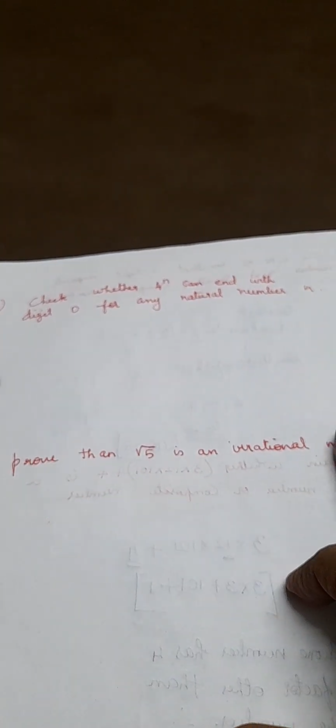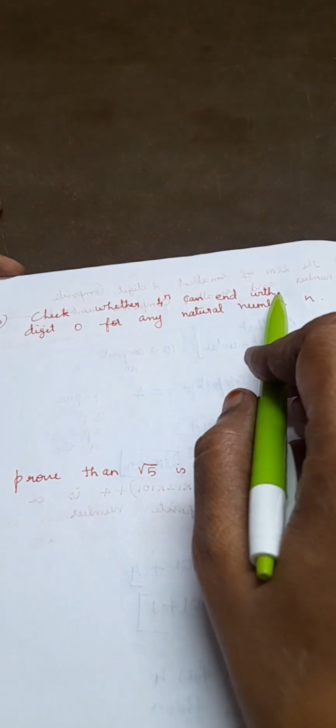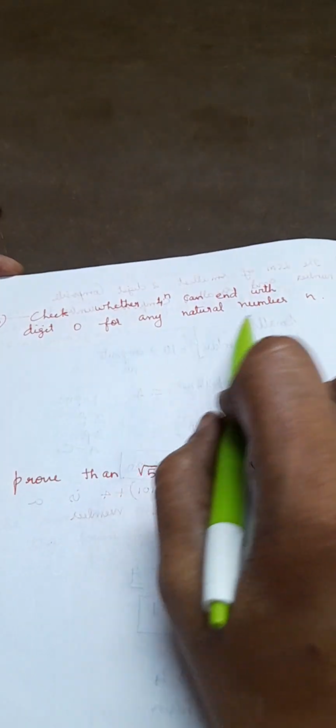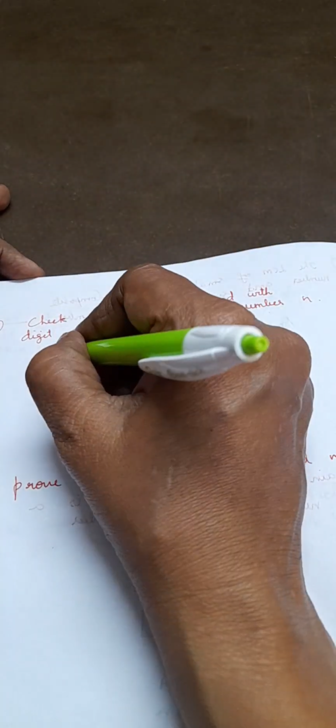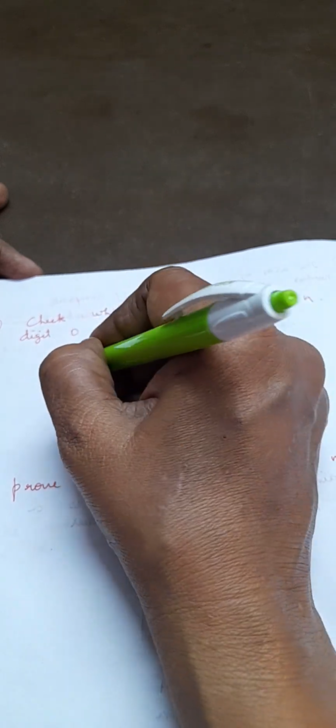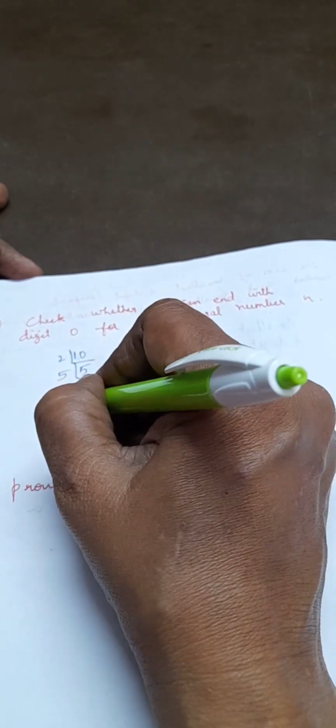Fifth problem. Check whether 4 power n can end with digit 0 for any natural number. Here you understand what it means for a number to end with 0. For example, take 10, right? And what are the prime factors of 10? 2 and 5. The prime factorization of 10 is 2 into 5, right?